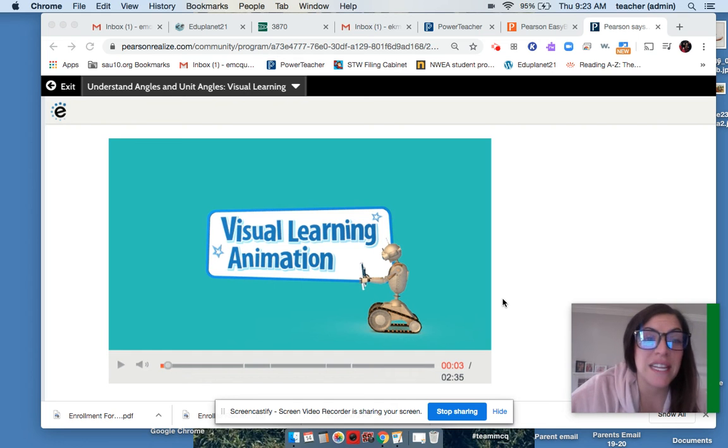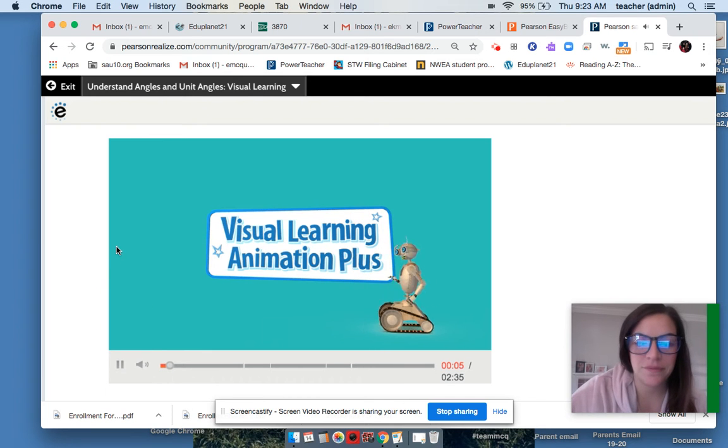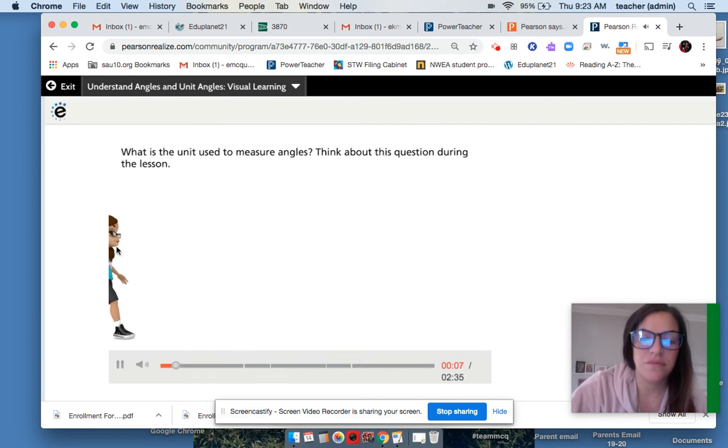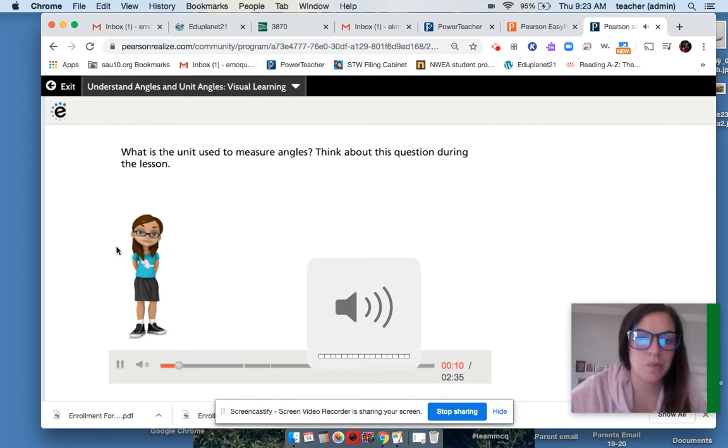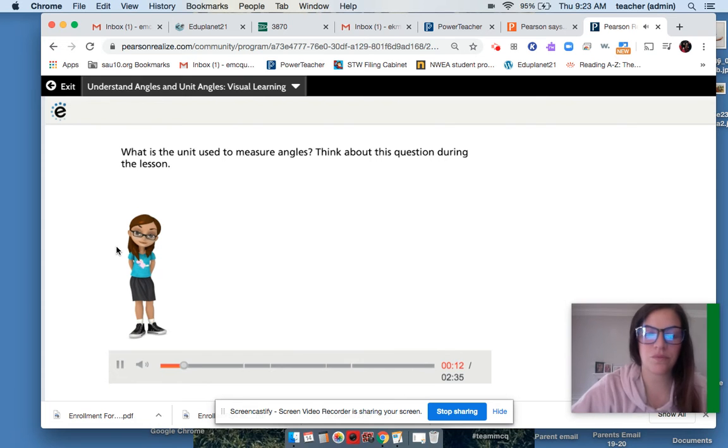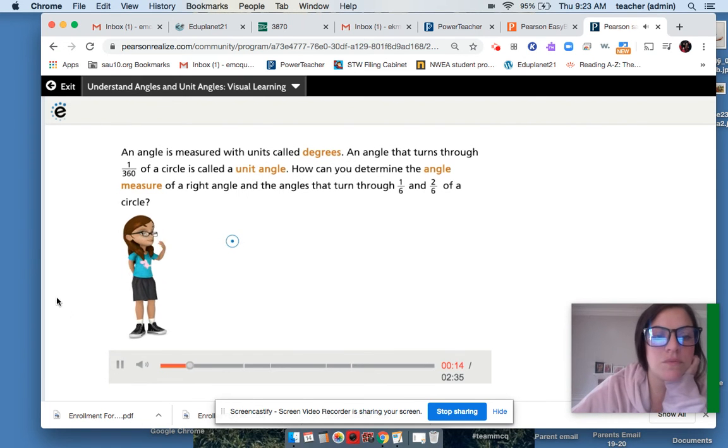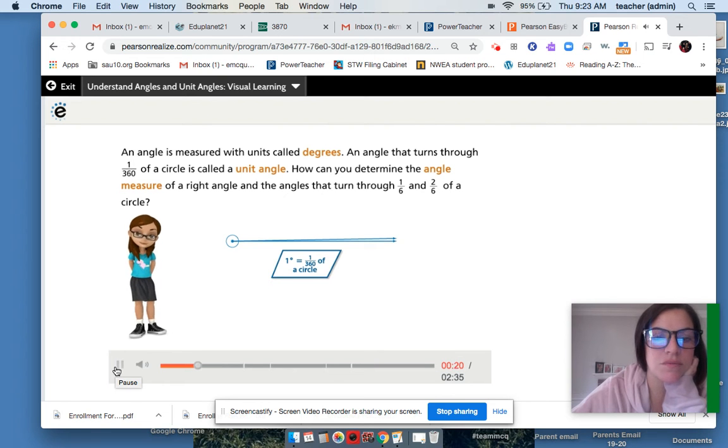It's called Understanding Angles and Unit Angles. What is the unit used to measure angles? Think about this question during the lesson. An angle is measured with units called degrees. An angle that turns through 1/360th of a circle is called a unit angle. How can you determine the angle measure of a right angle and the angles that turn through 1/6 and 2/6 of a circle?